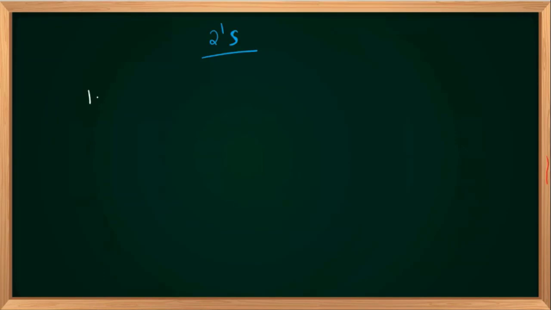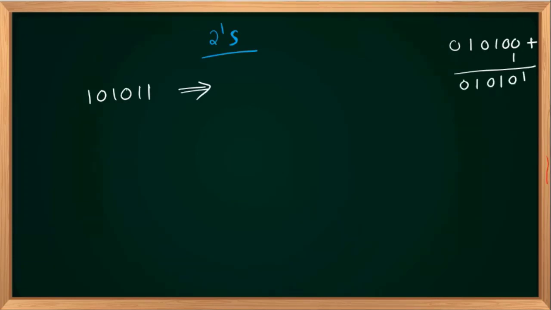Let us have a number 1 0 1 0 1 1. Obtain its 2's complement. It's very simple. You should take the 1's complement first. The 1's complement will be 0 1 0 1 0 0. Plus 1 will be your 2's complement. So 0 1 0 1 0 1.